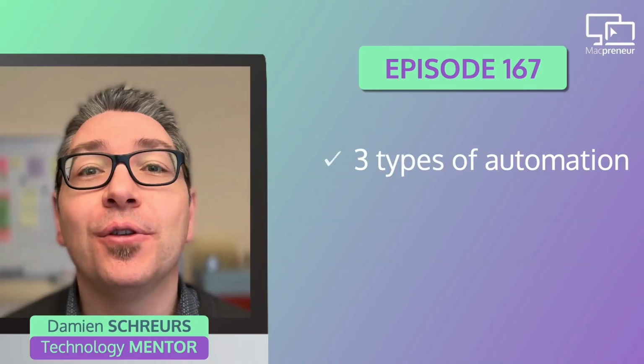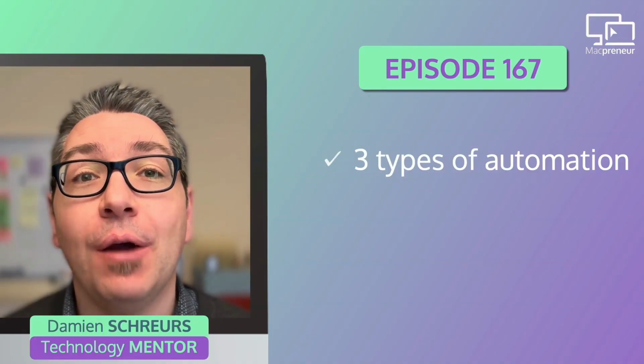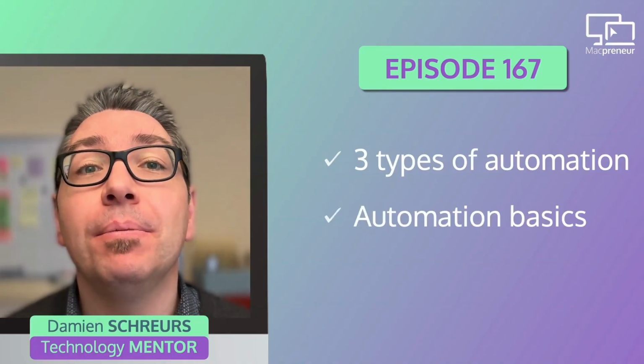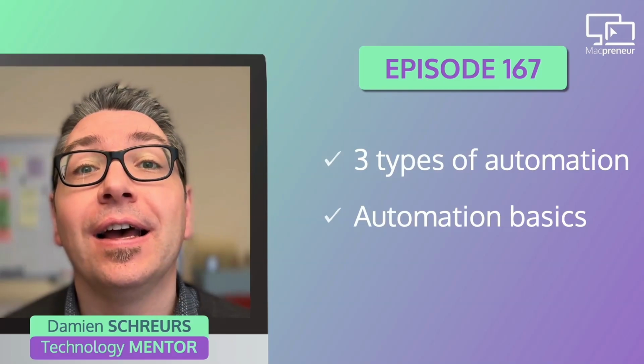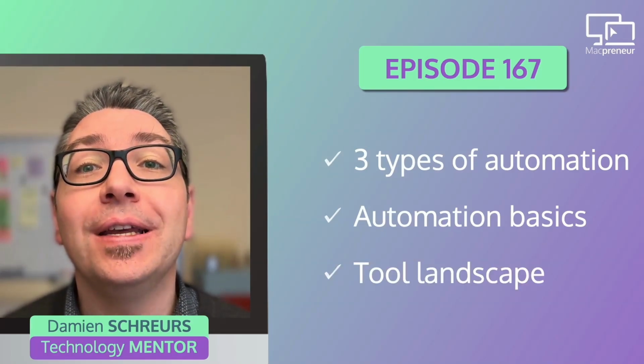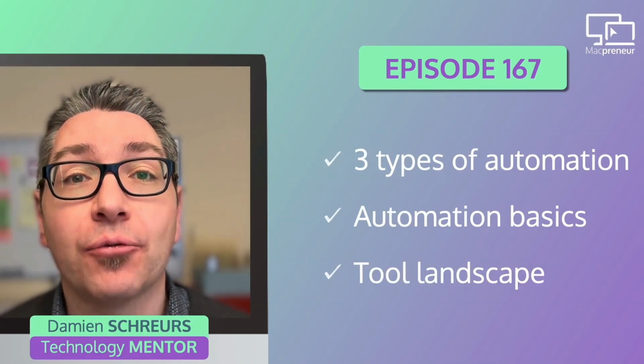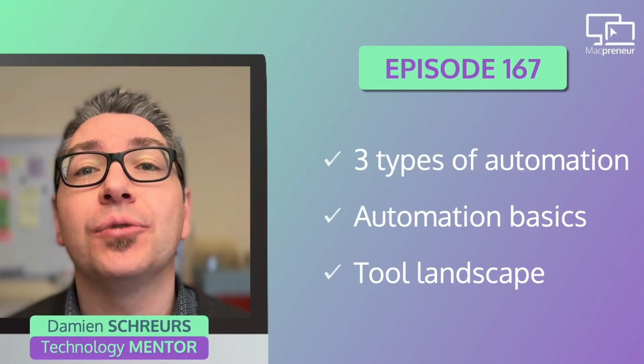I will explain the 3 types of Mac automation. I will quickly cover the basic building blocks of an automation. And finally, I will give you a clear map of which apps are AI ready and which ones are strictly traditional.